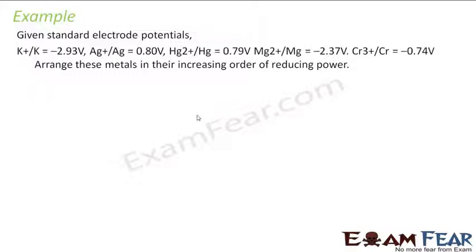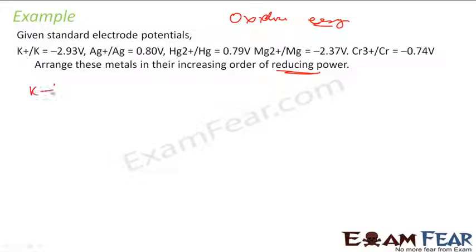So the question says, given the standard electrode potentials for all these, we have to arrange them in the order of reducing power, right? Reducing power is, you can say, which can reduce, or which can oxidize easily. Correct. So which can oxidize easily. So let's write everything in oxidized form.